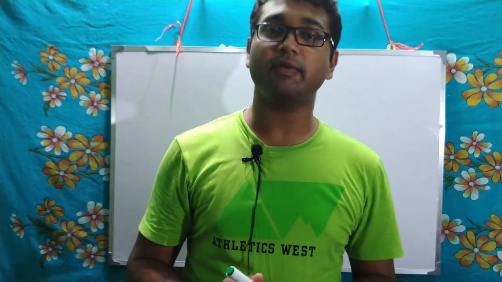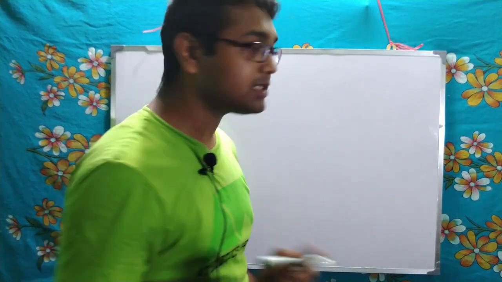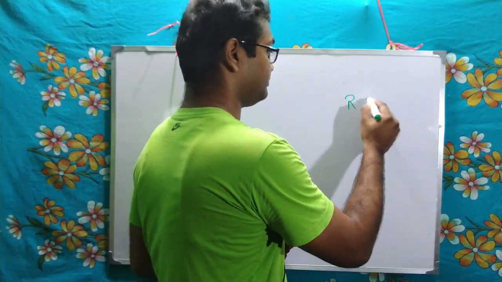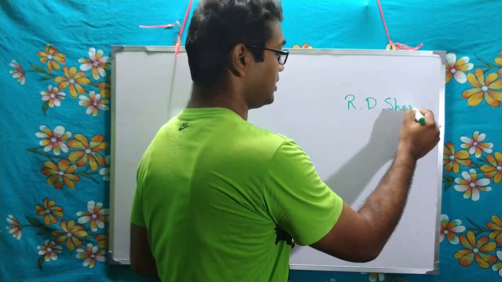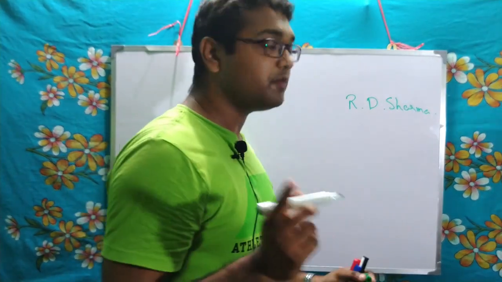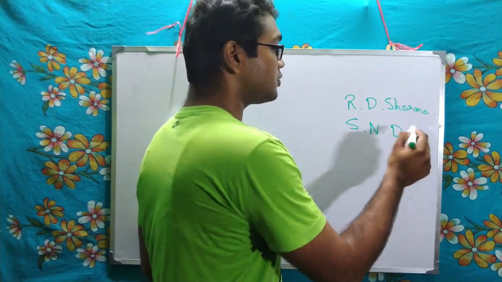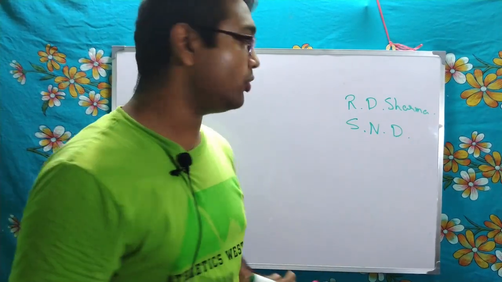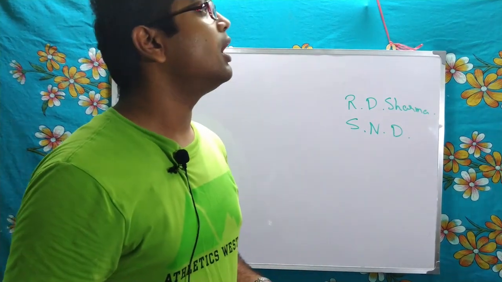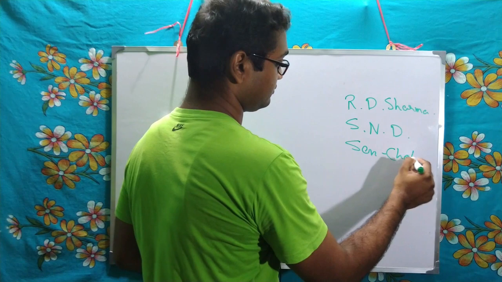You go through books. I have said the names of books, even if I haven't, then I am saying it right now. One book is R.D. Sharma's book, R.D. Sharma's class 12, I think. And S.N. Dey, Sorendranath, those who are in West Bengal board, they should prefer this one. And there is one more book also, Sen Chattopadhyay.